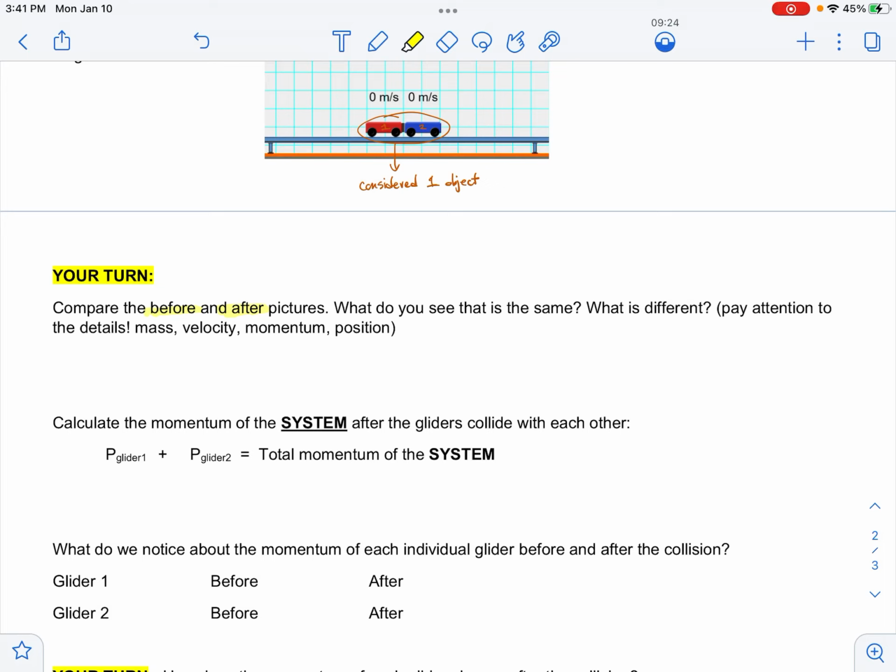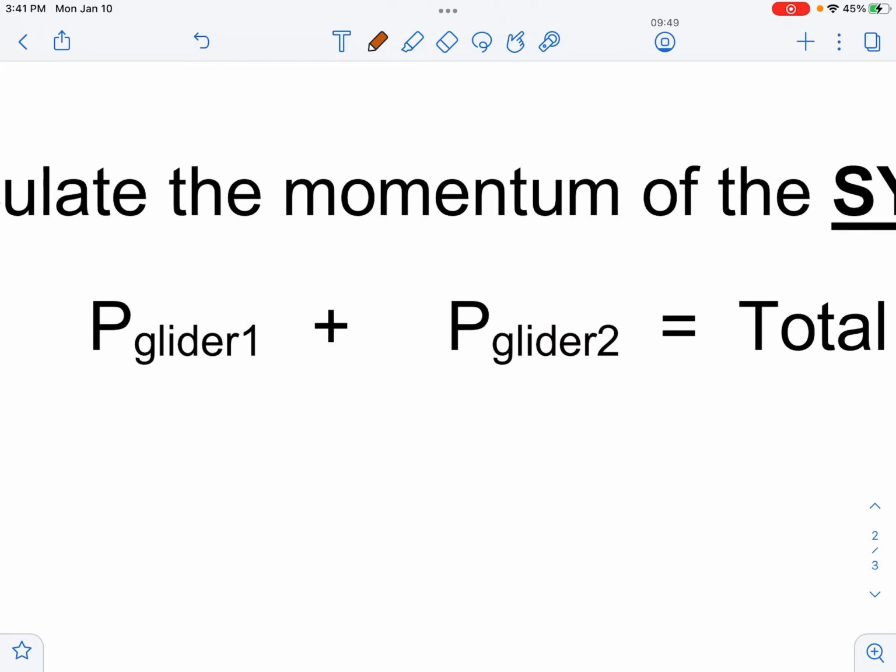All right, what did you see? Did you see that their velocities are different? Did you see that their individual masses are the same, but the overall mass is different? Did you see that they're moving in the beginning and not moving in the end? Those are some of the things that you might have seen. So how do I calculate the momentum of the system after the gliders collide with each other? I'm still going to have glider 1 and glider 2, but now they're stuck together.